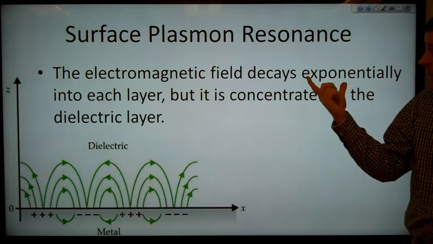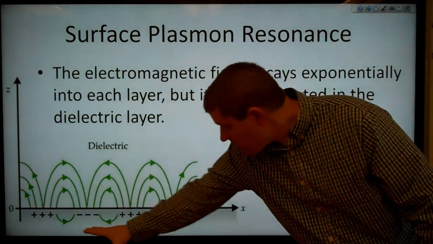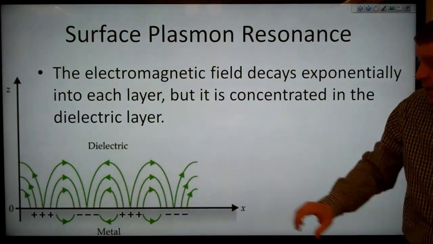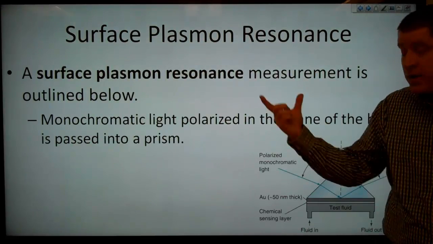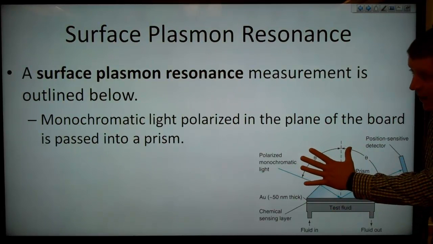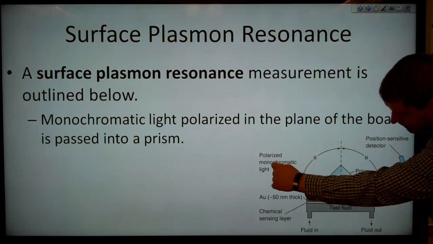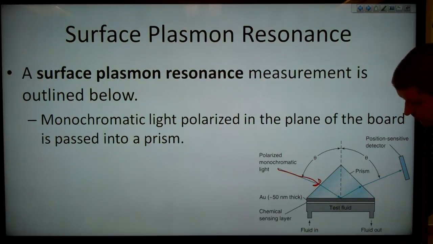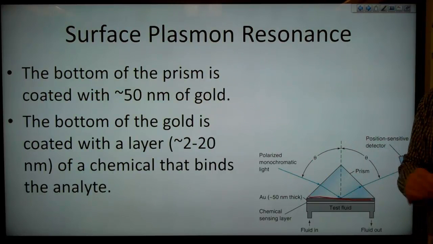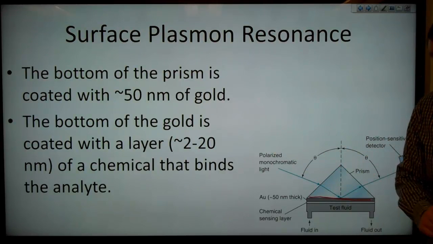Now, the electromagnetic field decays exponentially into each layer, but it's concentrated in our dielectric layer. So you can see here in the metal layer, that electric field is relatively weak, but in the dielectric layer, that electric field is significantly stronger. And a surface plasmon resonance sensor can take advantage of this, as shown here. So monochromatic light that's polarized in the plane of my board here is passed into our prism. So that's coming in here. And at the bottom of the prism here, we've got about 50 nanometers of gold. And then the bottom of the gold is coated with a layer that's 2 to 20 nanometers thick of a chemical that binds to our analyte.